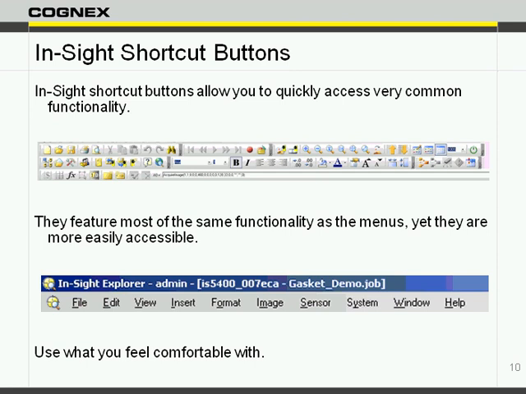Then within the brackets is the camera that you're currently connected to. In this case, the name of the camera is IS5400_007 ECA. Next is the name of the job that's currently running, gasket_demo in this case. A lot of information is displayed there right in front of you. This way you can always be sure that you are indeed connected to the camera, the correct camera, and which job is running.